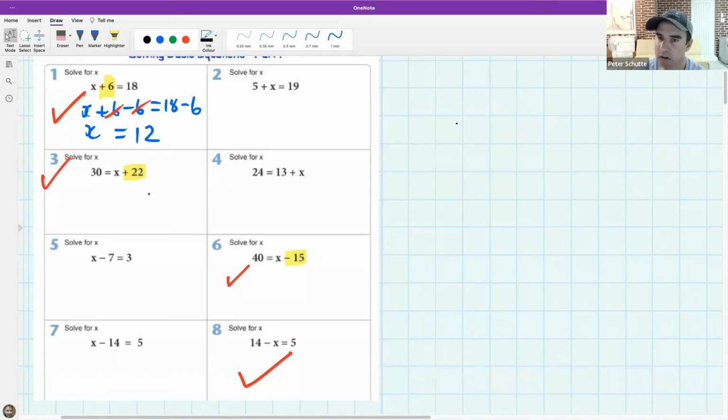Okay, so from what I can see in the chat, lots of people think that the first one is 12. What about the next one?